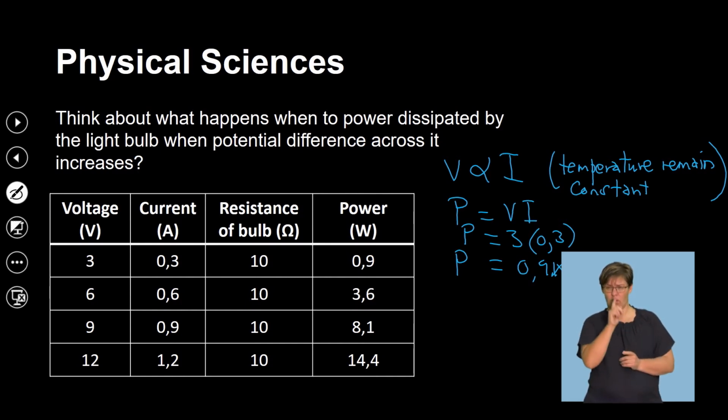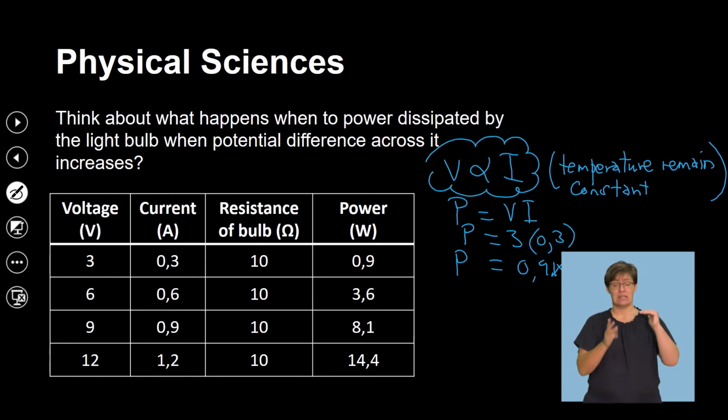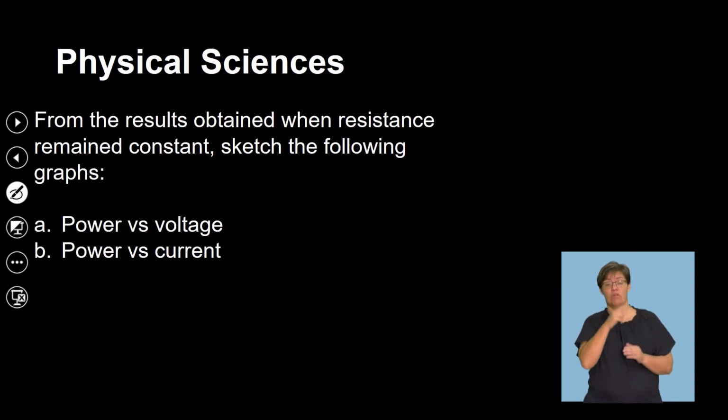Now, if we look at the trend and pattern, what is very true is that as we increase the voltage, the current will also increase. But how did that affect the brightness of the light bulb? As more and more current moved through the light bulb, there was greater brightness. Now from the results we obtained, when resistance remained constant, this is a condition that's very important for us to actually qualify that relationship.